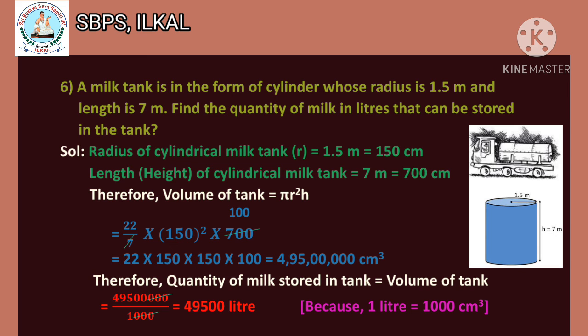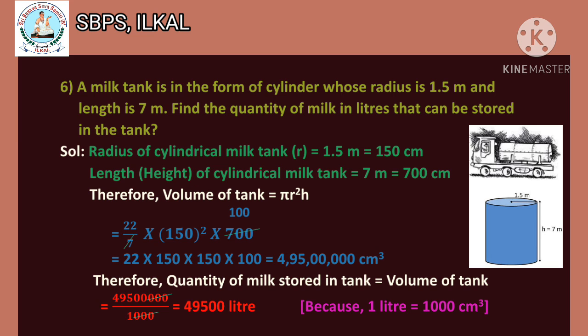Therefore, volume of tank is equal to pi r square h. We know that volume of cylinder is equal to pi r square h. Let us substitute the values here, which is equal to 22 by 7 into 150 whole square into 700. Strike out 7 in the denominator and 700 in the numerator. 7 ones are 7, 7 hundreds are 700. Then 22 into 150 into 150 into 100 remained, which is equal to 4 crore 95 lakh cubic centimeter.